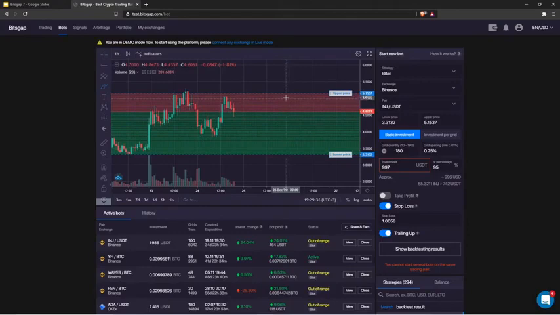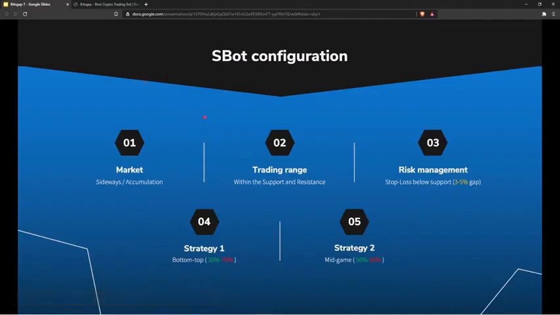Okay, so that's the way it works, and that's the way you can configure the trading range based on the gap between the current price and the support and resistance lines. All right, so this is how it works.